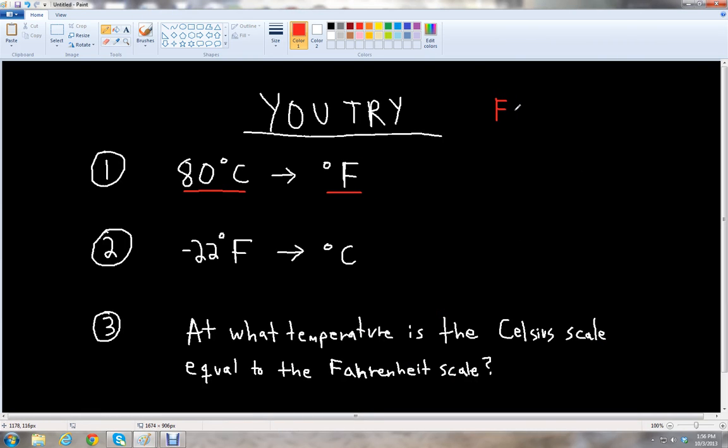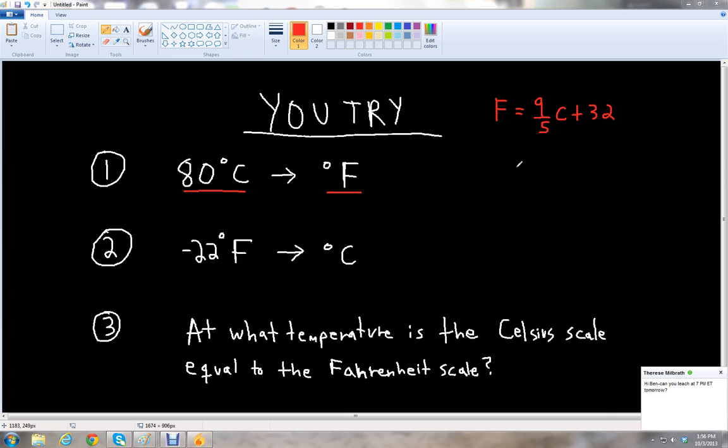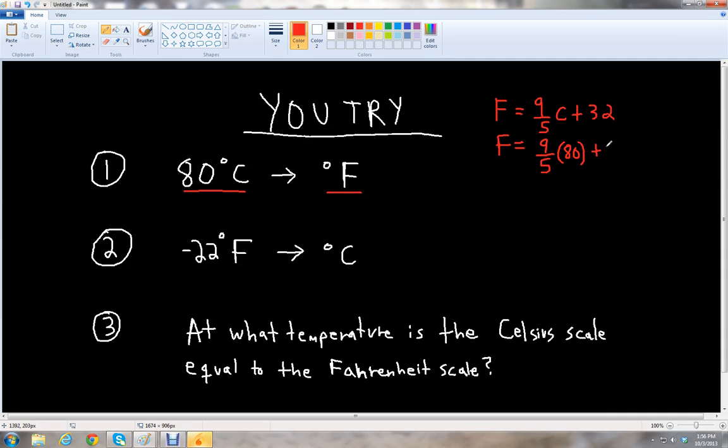So F equals 9/5 C plus 32. And so C is going to equal 80. So we replace that in for C. And so we do 5 into 80. And how many times does that go? Let's see. Once. And then 5 into 80. That ends in 0, so we know 5 goes in it evenly.